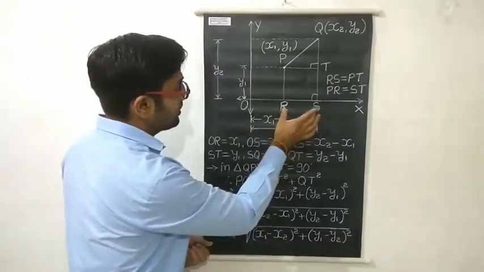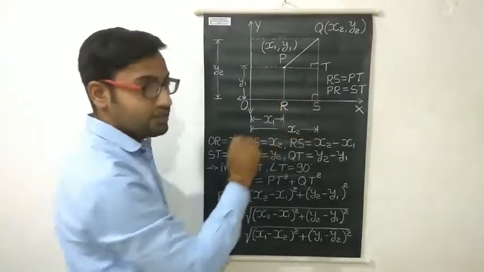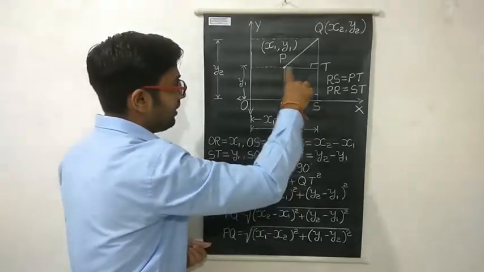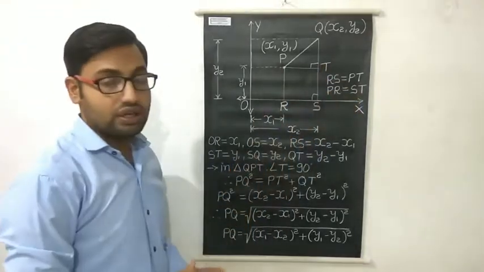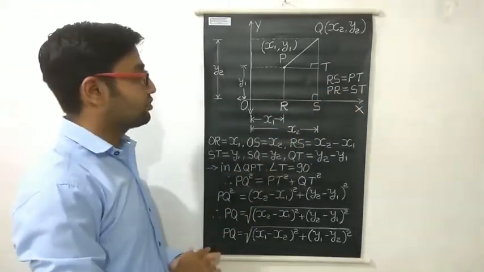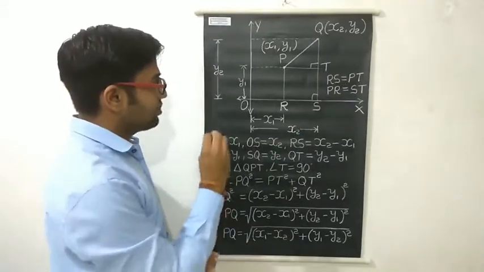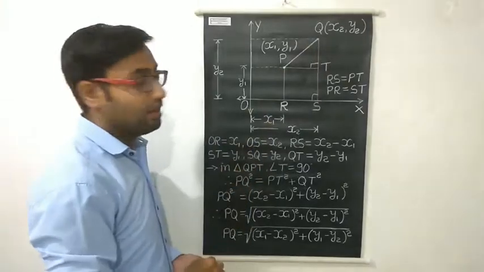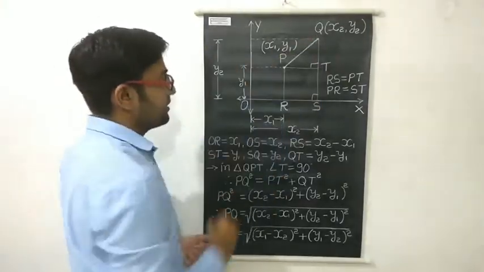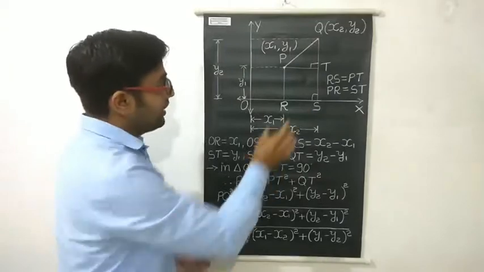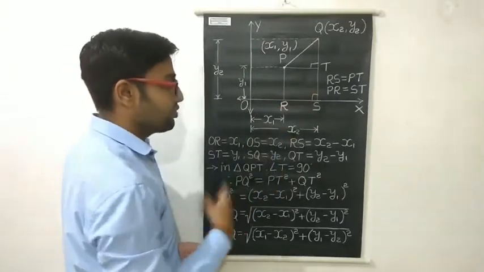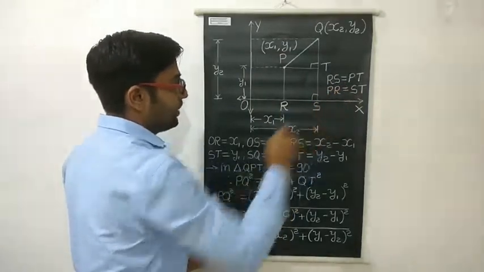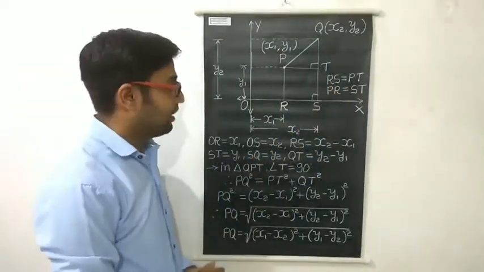So RS and PT, opposite sides, are equal. In the same way, PR and ST are also equal. They are also opposite sides of a rectangle. So till now we have the 2 points. When we extend the 2 points to the x-axis and y-axis, a rectangle is constructed, and so we get these two formulas: RS equals PT and PR equals ST.